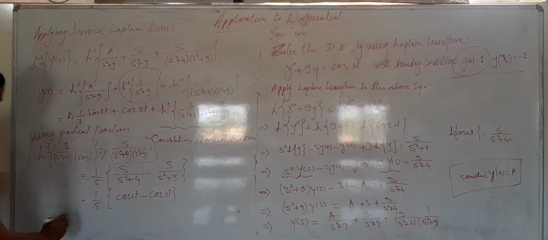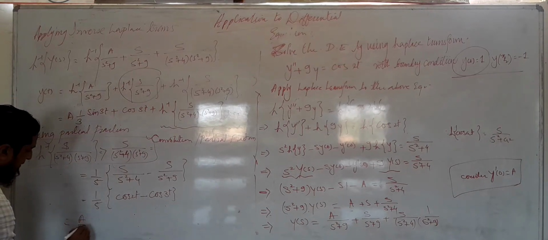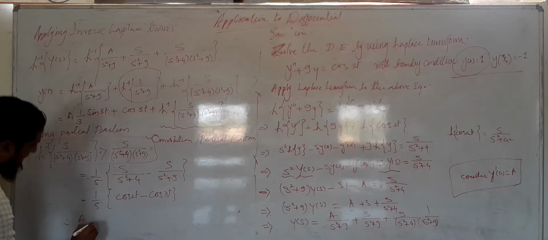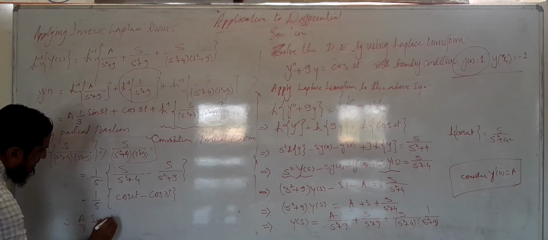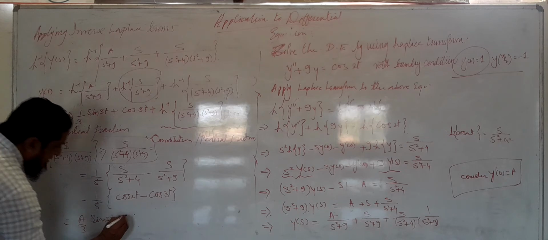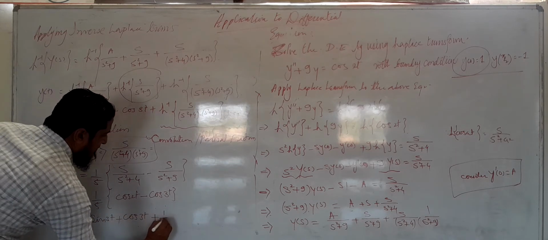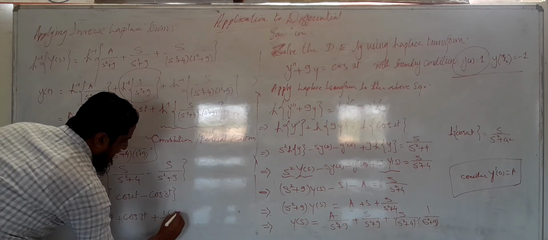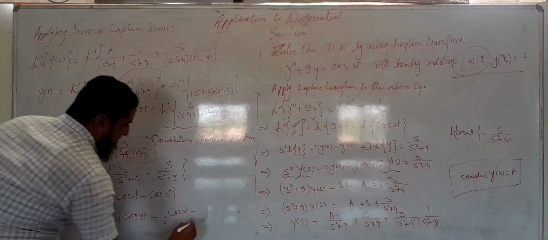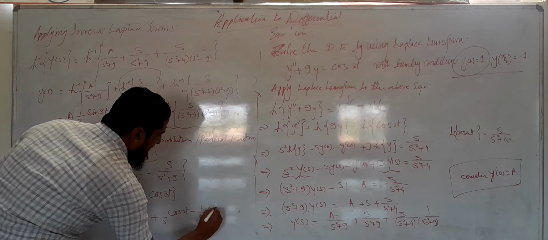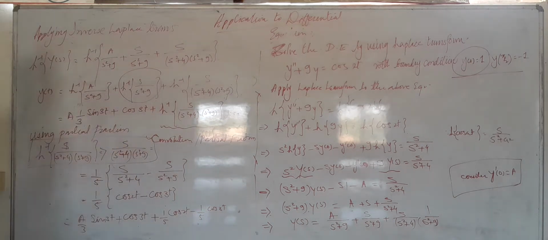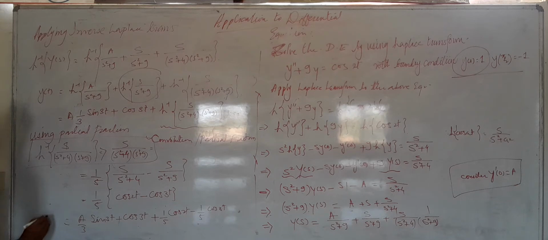So we will get y of t is equal to a upon 3 sin 3t plus cos 3t plus 1 upon 5 cos 2t minus 1 upon 5 cos 3t. This is y of t. Now putting y of pi by 2 is equal to minus 1.